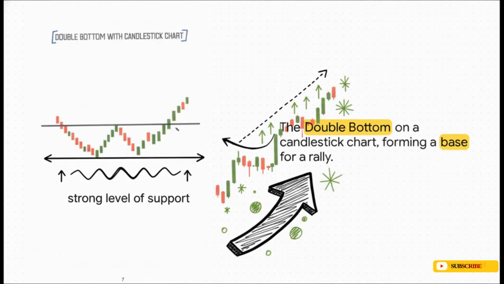You can clearly see those two distinct bottoms creating a strong floor, a support level that the price just doesn't want to break through. After that second bottom holds strong, you can see the buyers start to step in with more confidence, and that could be the start of a whole new uptrend.